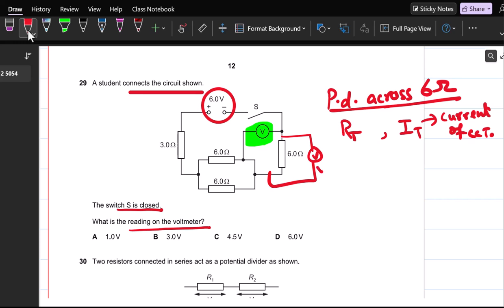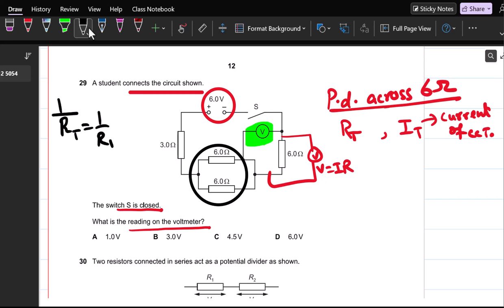तो आप V is equal to IR लगाकर find कर सकते हैं. तो total resistance find करने के लिए सबसे पहले parallel component solve करें. ये parallel में आपके पास इनको solve करें. So it will be 1 over R total equal to 1 over R1 plus 1 over R2.